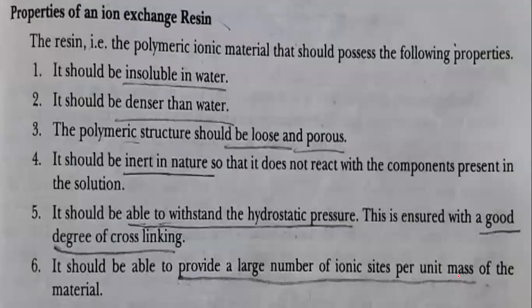What are the properties of ion exchange resins? These are the common properties required for the polymeric ionic material. It should be insoluble in water, it should be denser than water, and the polymeric structure should be loose and porous. It should be inert in nature so that it does not react with the components present in the solution. It should be able to withstand the hydrostatic pressure, which is ensured with a good degree of cross-linking. It should be able to provide a large number of ionic sites per unit mass of the material.